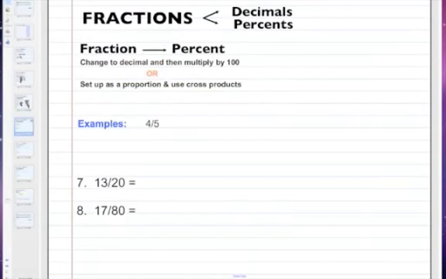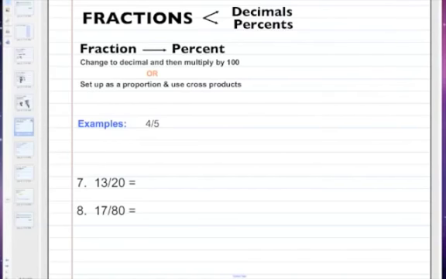To change a fraction to a percent, there are two different routes you can take. You can either first change the fraction to a decimal and then multiply it by 100. So really you're going fraction to decimal, decimal to percent. Or you can set up the fraction as a proportion and use cross products. I'll show you both with 4/5.